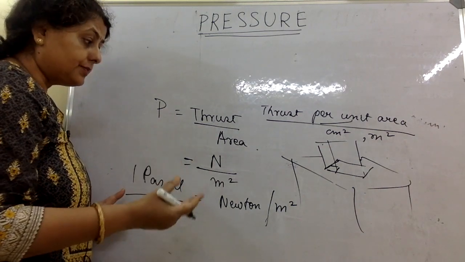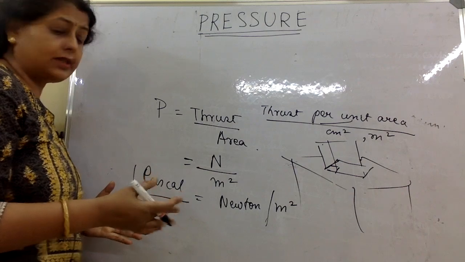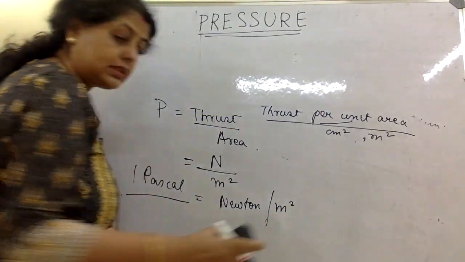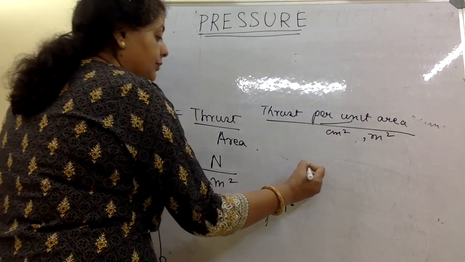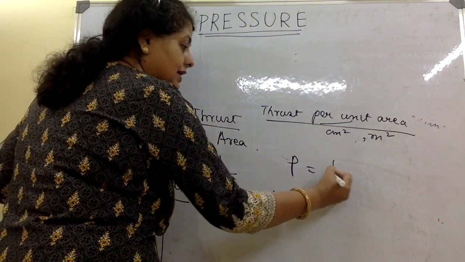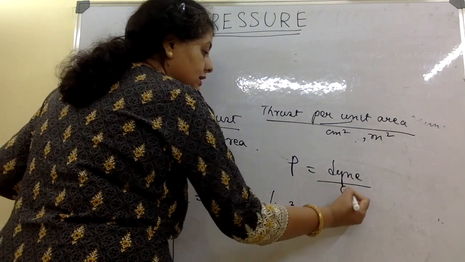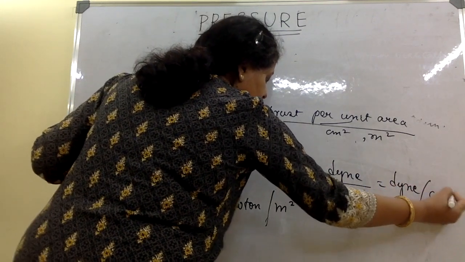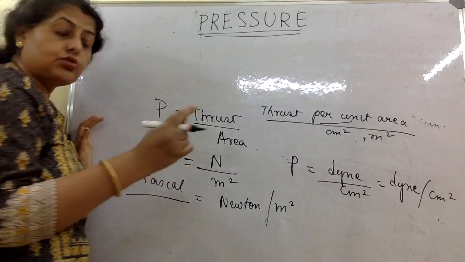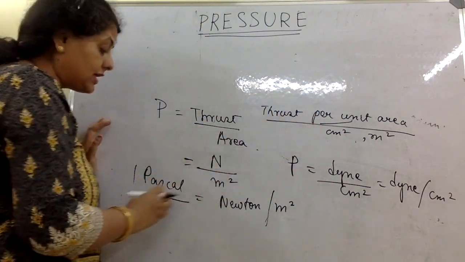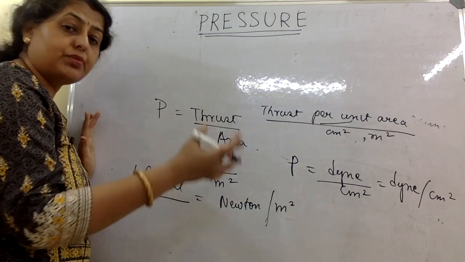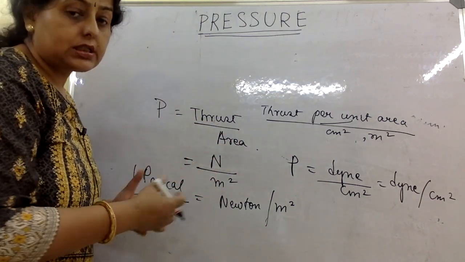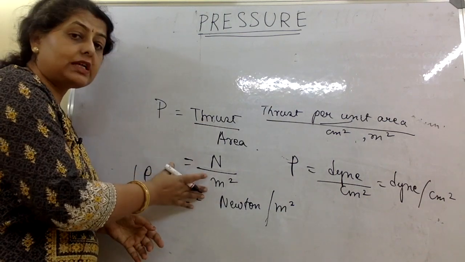If we want it in CGS, then we'll write pressure as dyne per centimeter square. There is no corresponding CGS unit like we have Pascal; we just say dyne per centimeter square. So these are the units of pressure. When we use Newton, we have to use meter square.